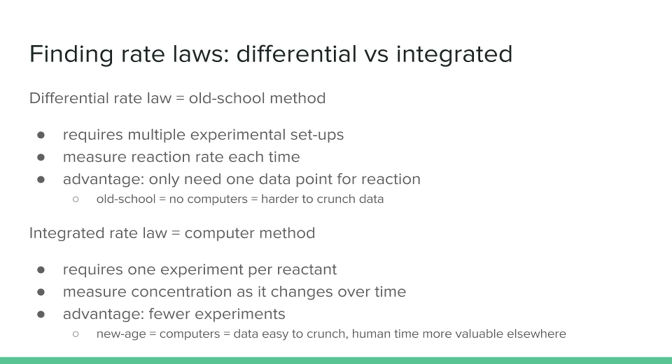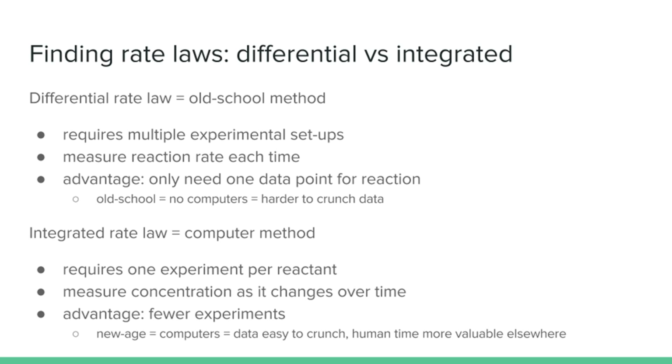The old school method requires more experimental setups, but less calculation. The newer method requires fewer experimental setups and more calculation. So as computers have become more common and cheaper, the integrated rate law has also become more common. You guys don't have access to that sort of stuff, so in lab, you will be doing the differential rate law, the older method. Okay.